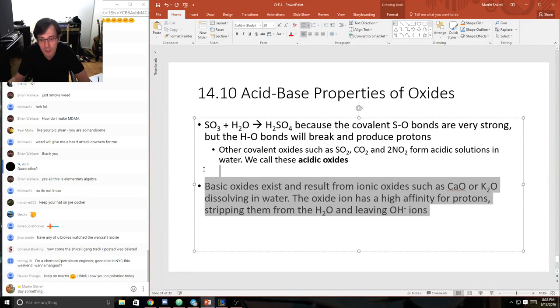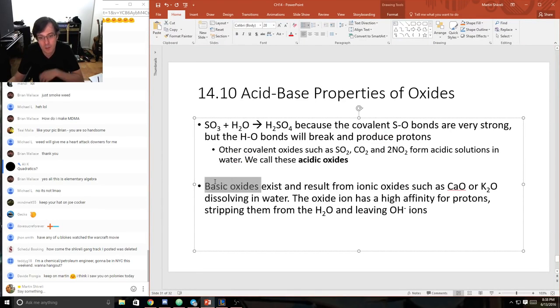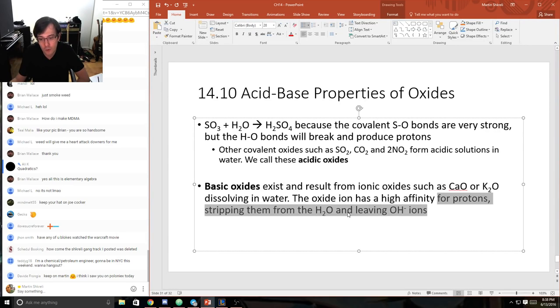Now you have ionic bonds where you have basic oxides because, say, with this CaO or K2O, these are ionic. This Ca is a cation, so it'll dissociate, and the oxygen will actually have such a high affinity for protons, there'll be the opposite situation. It'll strip them from H2O, and you'll be left with hydroxide ions.